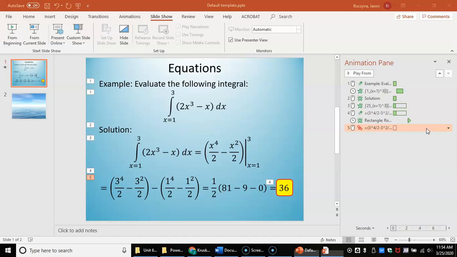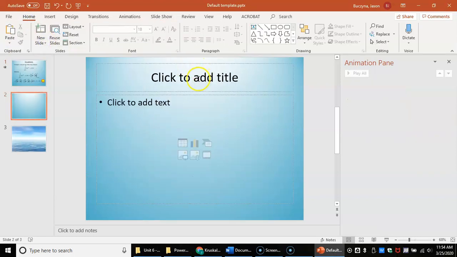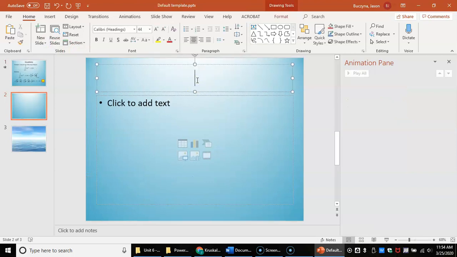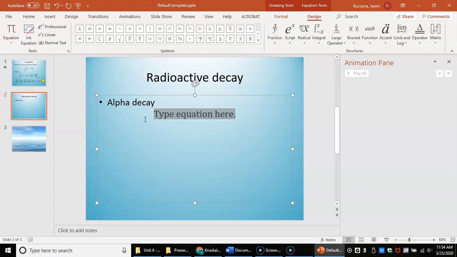So I want to escape out of this, and maybe I want to make a new slide. So let's say that I want to teach chemistry, and we're talking about radioactive decay. So let's say we have something like an alpha decay reaction. Well, a nice example of that is a uranium-238 nucleus decaying into a thorium-234 nucleus plus an alpha particle. So how do I do a uranium-238 nucleus?